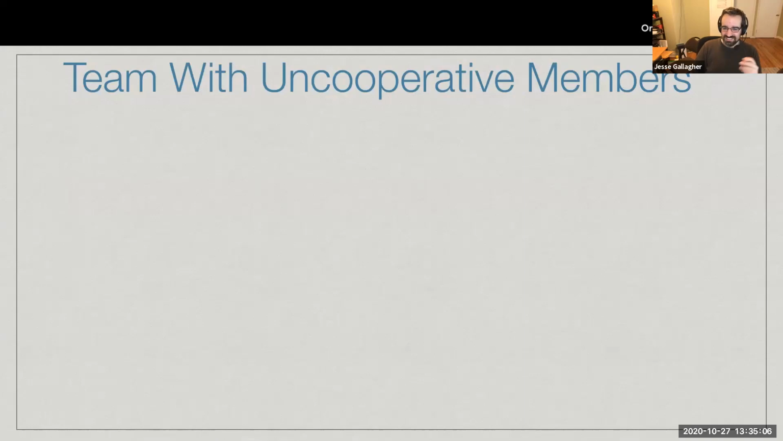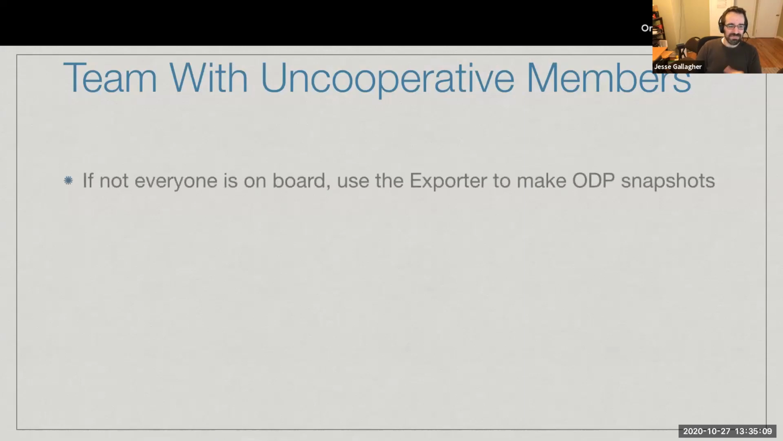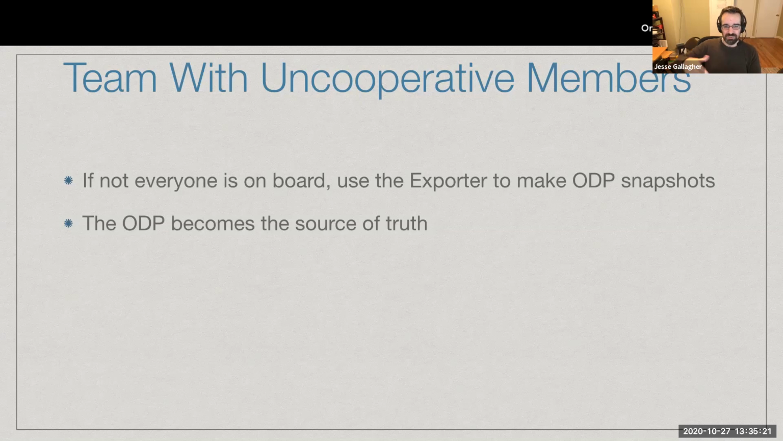Now, another case, a team with uncooperative members. So if not everyone is on board, say you're the only one doing this, or 2 out of 3 of you are doing this, for example, you can use the exporter to make ODP snapshots. So this is, again, ODP becomes the source of truth, even if the other team member was just updating things willy-nilly and not telling you.